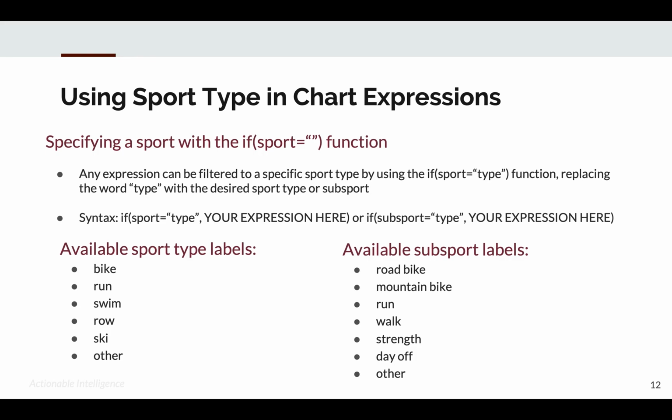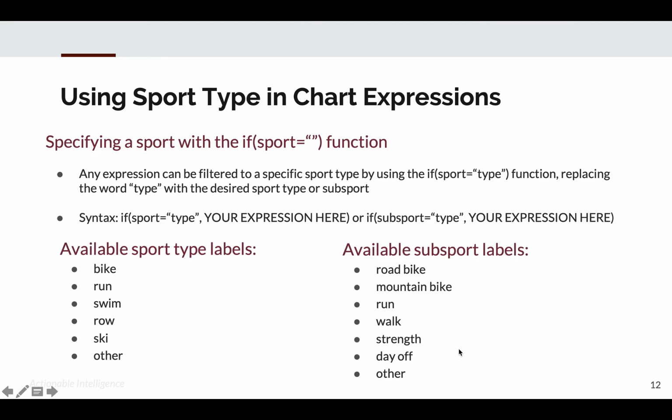To build charts with other expressions other than data channels from workout files, you can use the if sport function. This can be used with pretty much any expression. You simply type if open paren sport equals, and then in quotes, the sport you want to look for, then comma, and then your expression. The available sport type labels you can use are bike, run, swim, row, ski, and other. You can also use subsports, and you use the same expression, you just change sport to subsport.